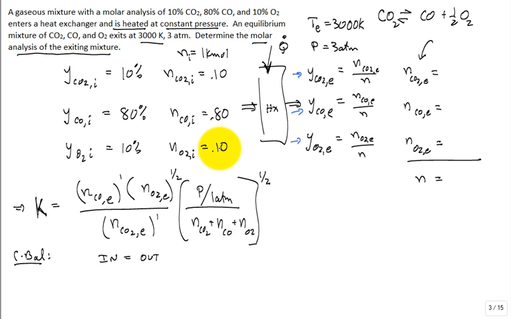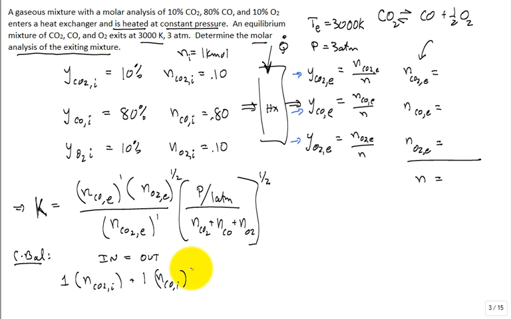So how many moles of carbon are coming in? I'm going to have 1 carbon for every CO2 in, and I'll have 1 carbon for every CO in, and I'll have none for the oxygen in. That makes sense.